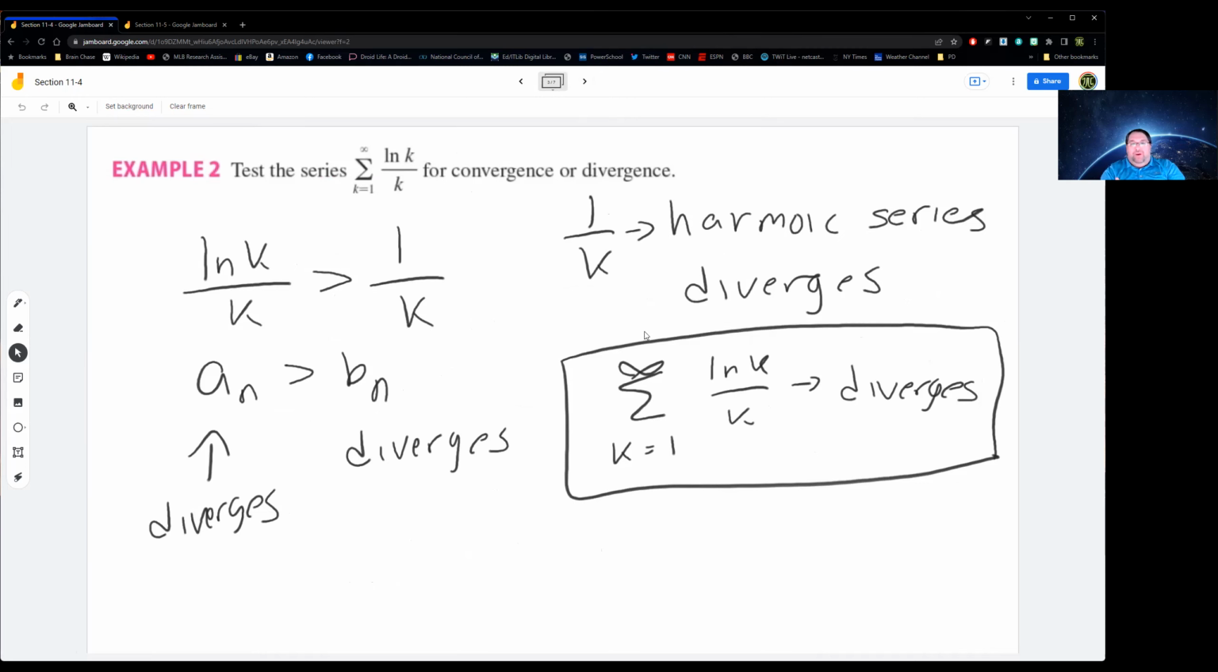That's also the reason why we can't use the test for divergence in reverse. The test for divergence says if the limit comes out to be anything other than 0, it diverges. But we can't say, well, if it equals 0, then it converges. And it's really the harmonic series that is the main one we see that shows that that isn't true.